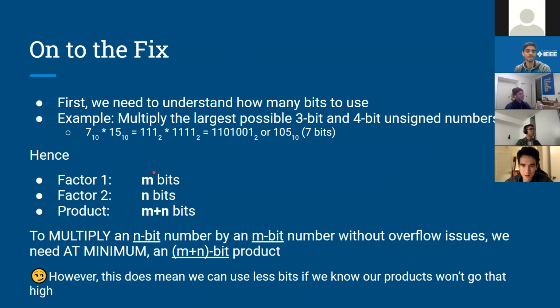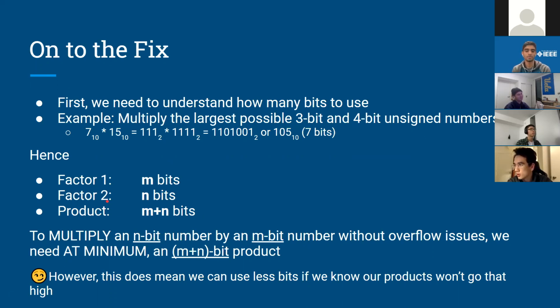So as Andrew said, we need to sign extend, which I hope I put here. But first, we need to understand how many bits to use. So let's do a little example. If you take the largest numbers that are 3 bits and 4 bits long, 7 times 15, you get 105. And that requires 7 bits to represent. You can try this with any m and n bit numbers, and it'll give you an m plus n bit product, which you can test out yourself, but for now, just trust. Proof by trust me. If you want to do it yourself, that's good on you.